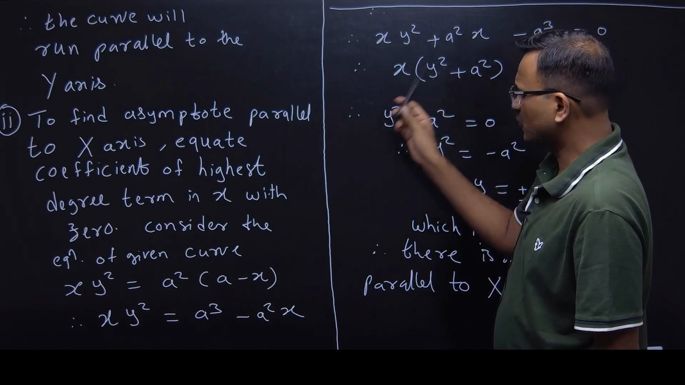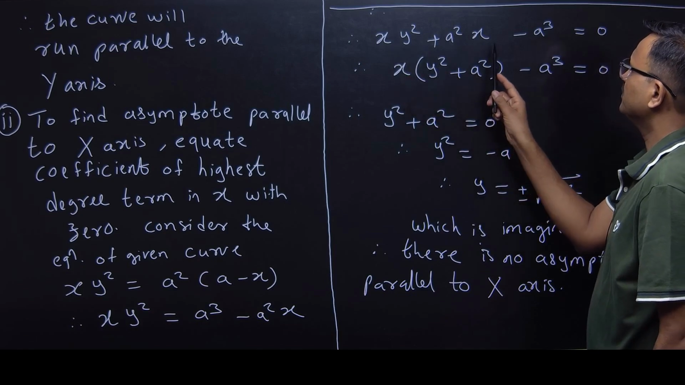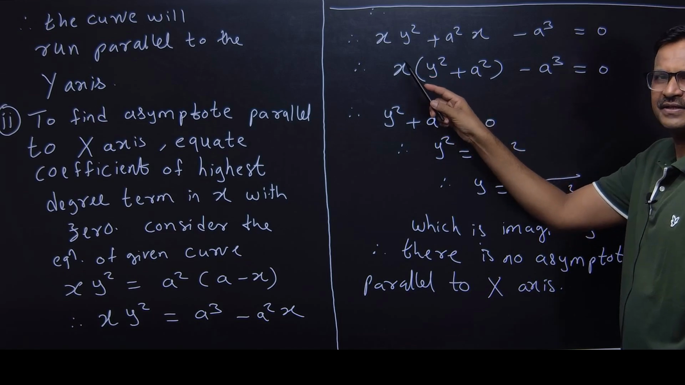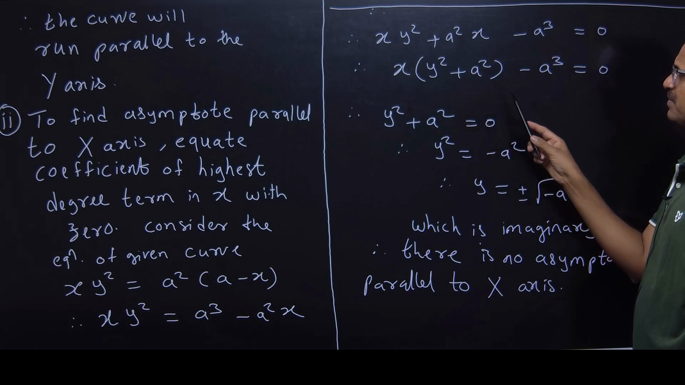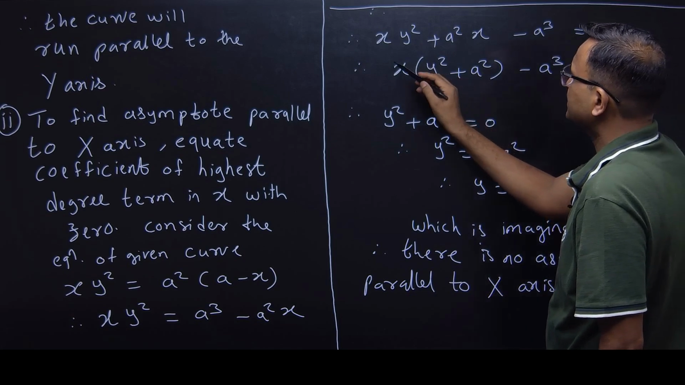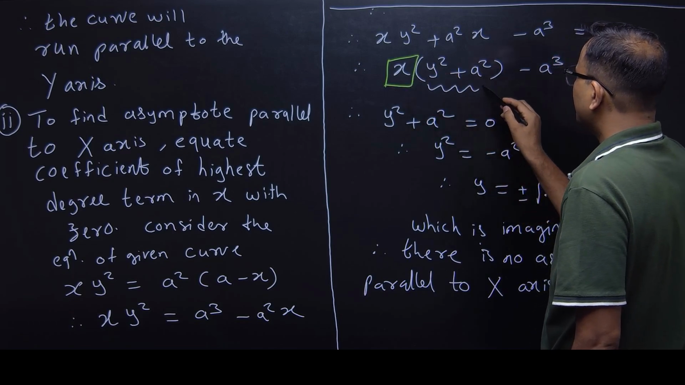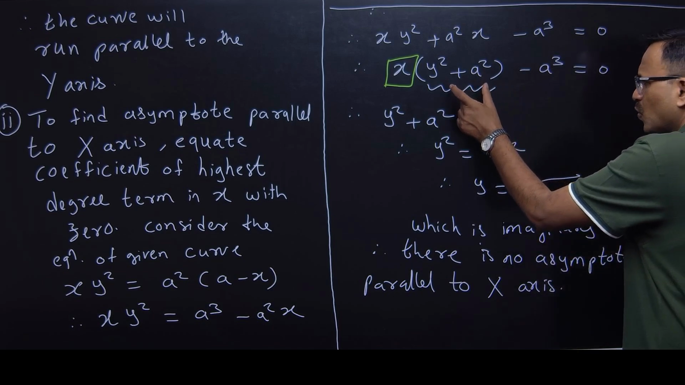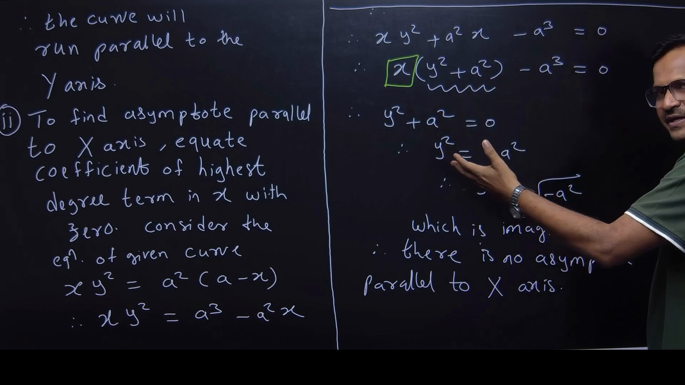So we will bring the terms on one side. See, I brought all the terms on the left hand side, and from these two terms we can take x common. Now this is the highest degree term in x. ये x की highest degree term है. इसका coefficient क्या है? y square plus a square. See, the highest degree term in x is x itself. Coefficient of that is y square plus a square. We equate the coefficient of highest degree term in x with 0 to find asymptote parallel to x axis.